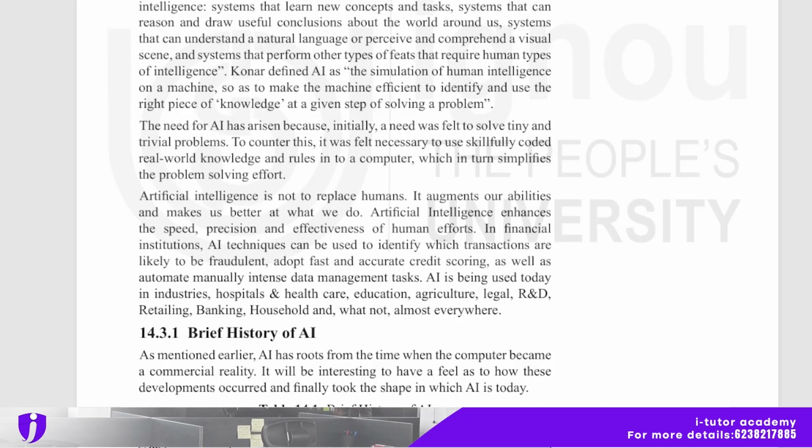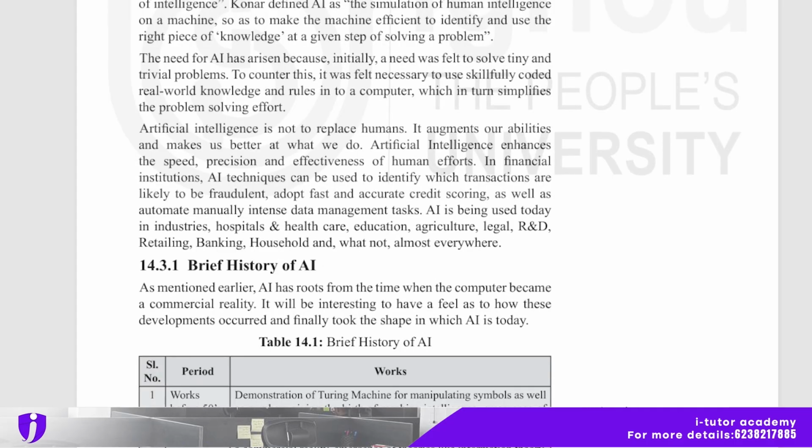In financial institutions, AI techniques can be used to identify which transactions are likely to be fraudulent, adopt fast and accurate credit scoring, as well as automate manually intense data management tasks. AI is being used today in industries, hospitals, and healthcare, education, agriculture, legal, R&D, retailing, banking, household, and whatnot. Almost everywhere, AI is there.